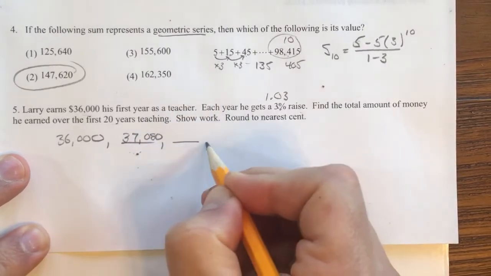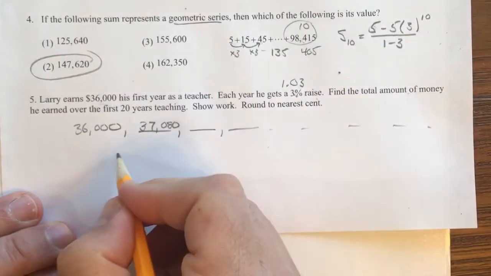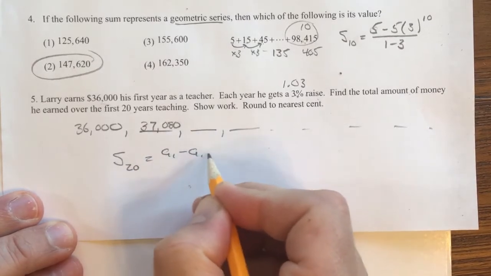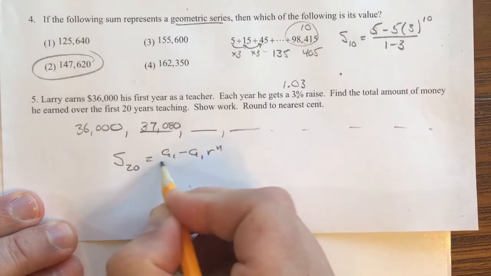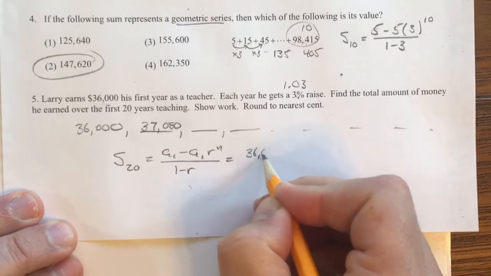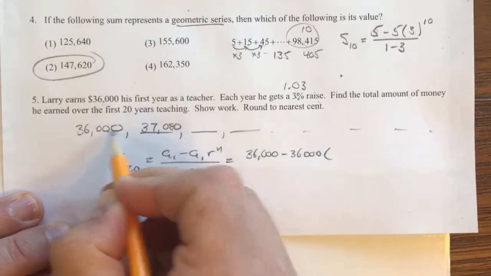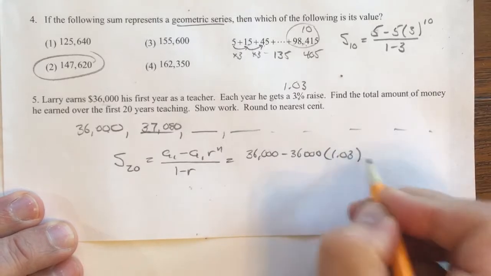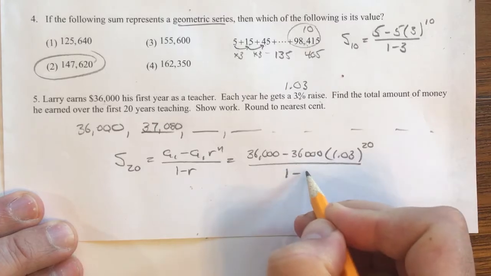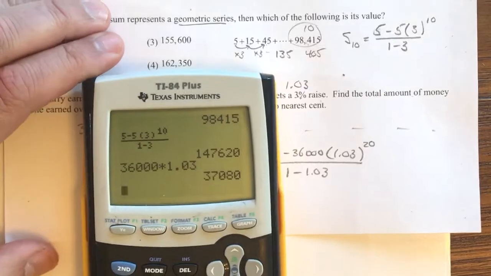All right, then you can find the next one, then the next one. Write them all out. That'd be painful. I'm not doing that. I'm going to use the formula. S20. I'm using this formula because it's a geometric sequence. First term, 36,000. What are we multiplying by? 1.03. He's getting a 3% raise for 20 years over 1 minus 1.03. And this will give me his total salary for 20 years.